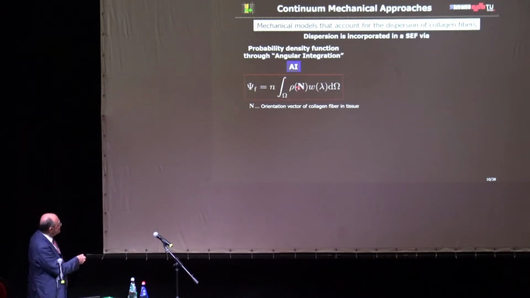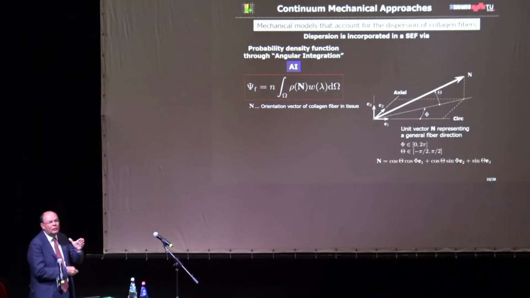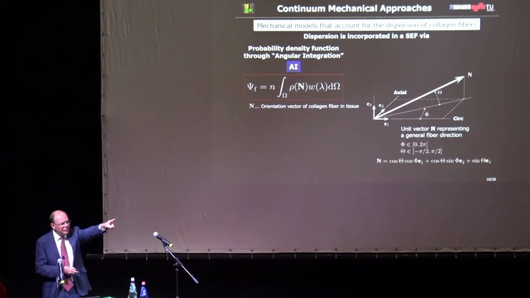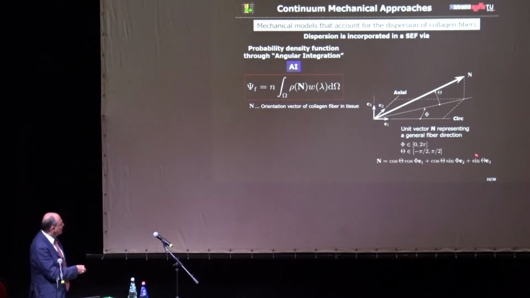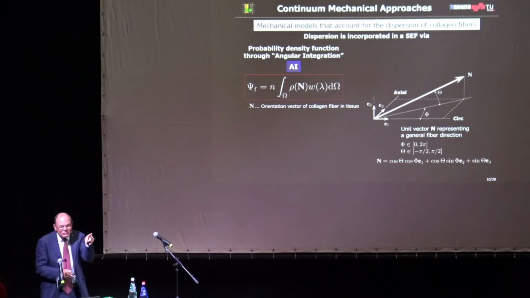You have N. This is an orientation vector of a collagen fiber. Yeah? You have one collagen fiber here, and this collagen fiber you can describe by two Euler angles. Very simple. This is the formula here. You have the Euler angles phi and theta. Okay? So this is the N here. But this is not just one number, you know. It's not just one direction.